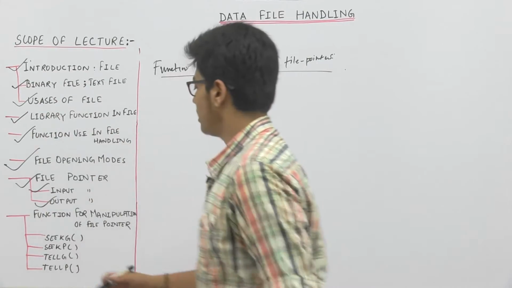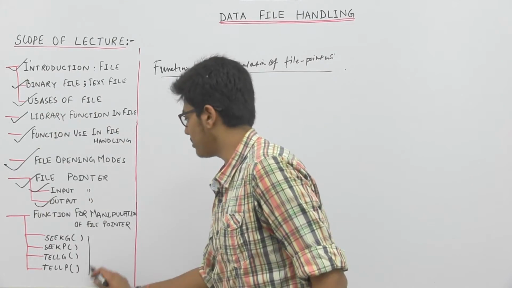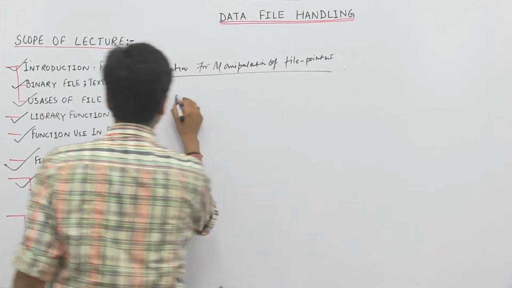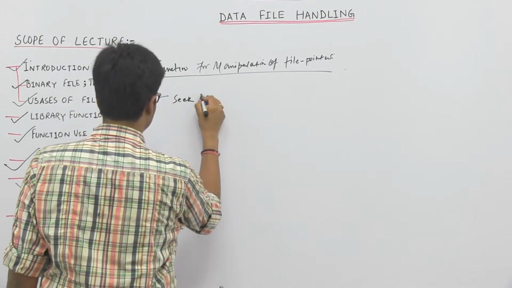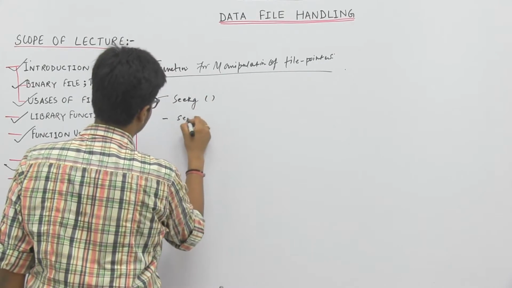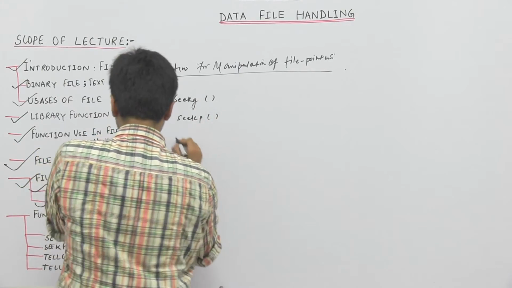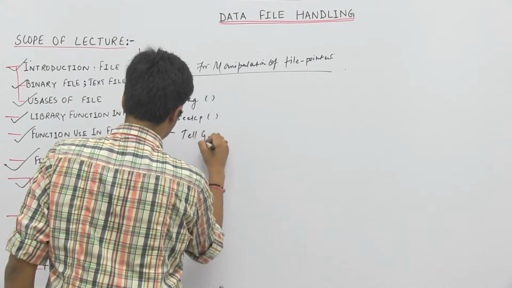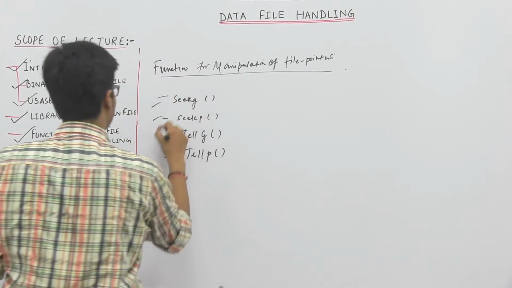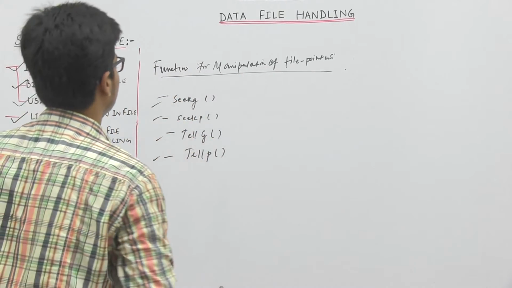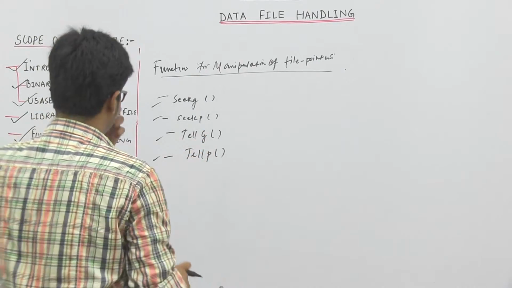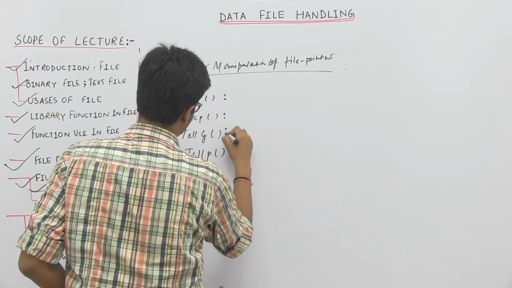Here we studied the four types of functions used for manipulation of file pointers: seekg, seekp, tellg and tellp. So these are the functions for the manipulation of the file pointers: seekg, seekp, tellg and tellp. So what is the description of all these functions?